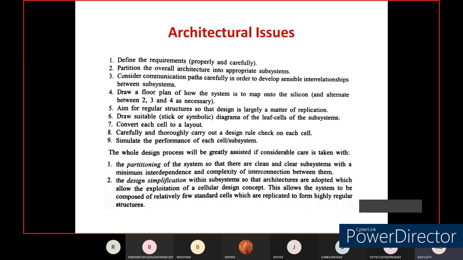Okay, so when you consider the overall architecture issues, the overall design process can be considered in two important aspects. The first one we call the partitioning of the system. How well you partition your system determines how well you can create the best subsystems. The next one is design simplicity, which you need to take care of in the implementation of your architecture for all the subsystems. So these are the two important processes you need to take care of when you start designing your subsystems.